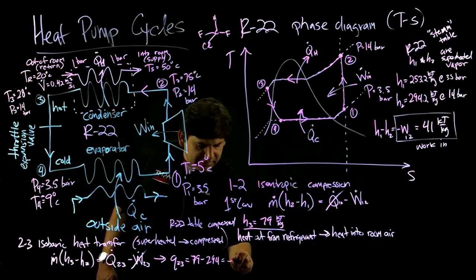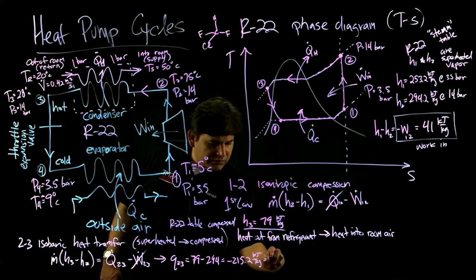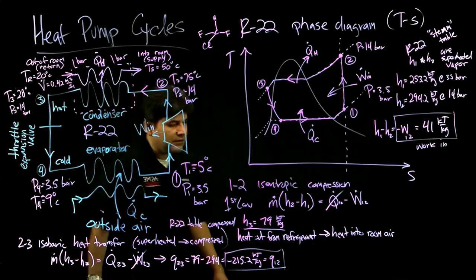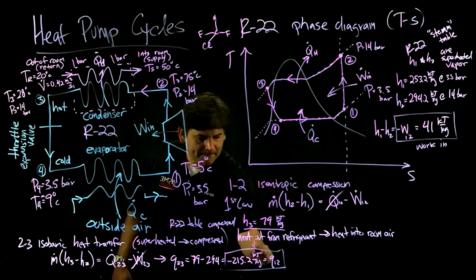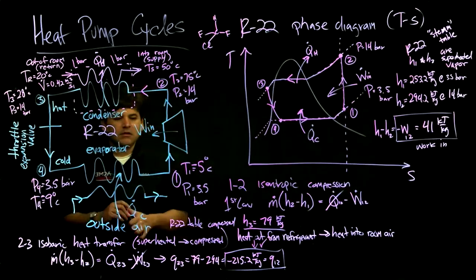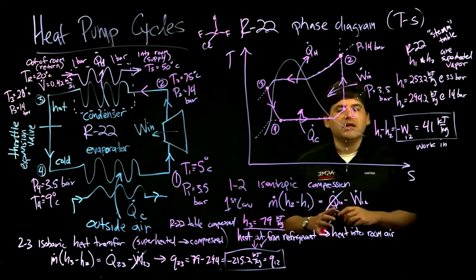So that's negative 215.2 kilojoules per kilogram equals Q12. So that's good. That confirms that this is heat out. Negative value, heat out. So we use the steam table for that. That's good.